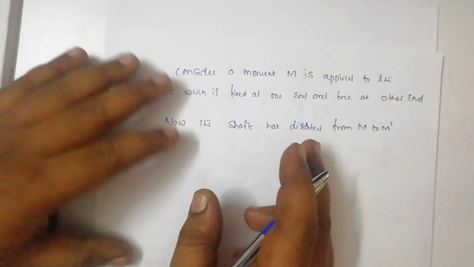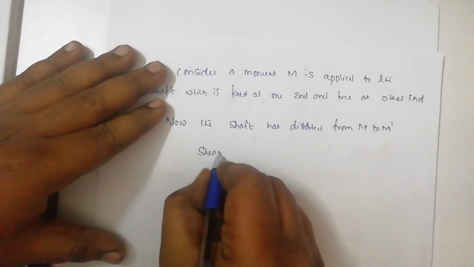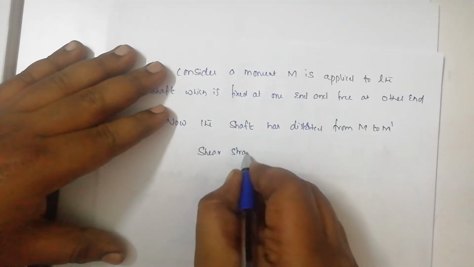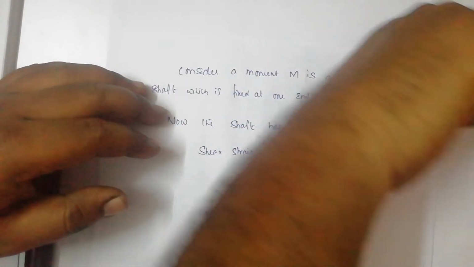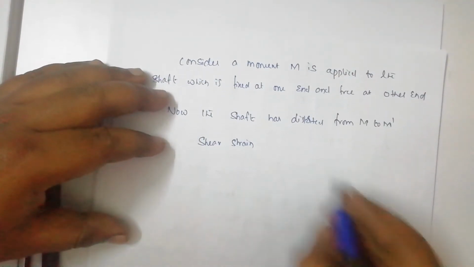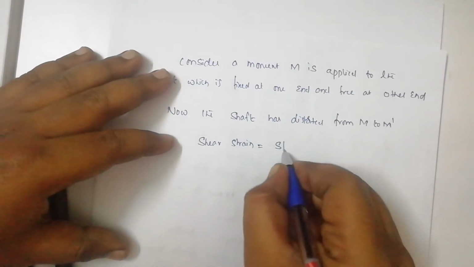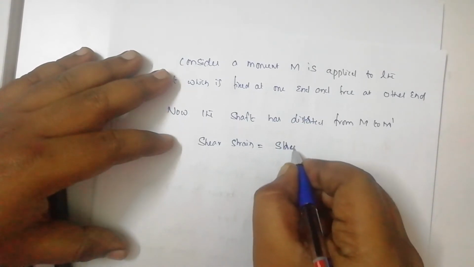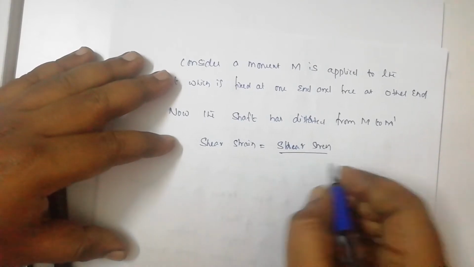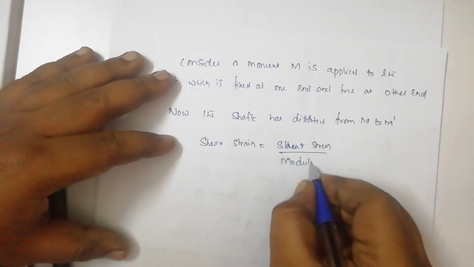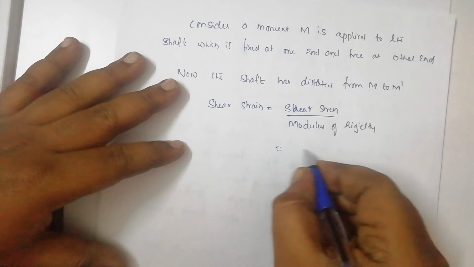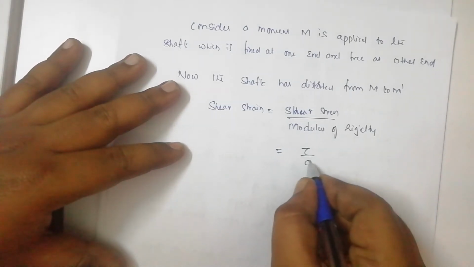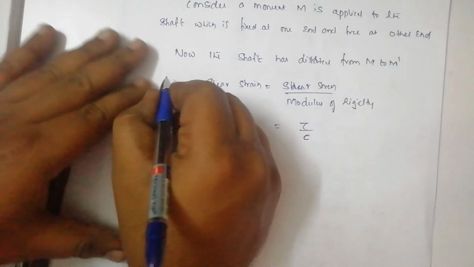Because of this distortion, obviously we are getting shear deformation, that is, we get shear strain on the whole surface, which is getting distorted. If you twist your hand like this, you can see that the whole area is getting distorted. So shear strain is equal to shear stress by modulus of rigidity. Shear stress is tau, and modulus of rigidity is C. This is as per the general formula.